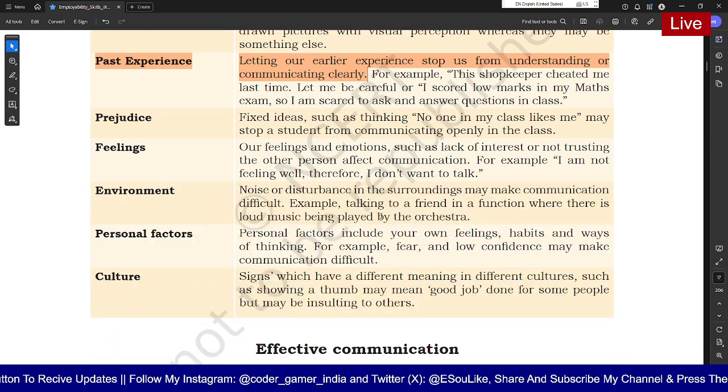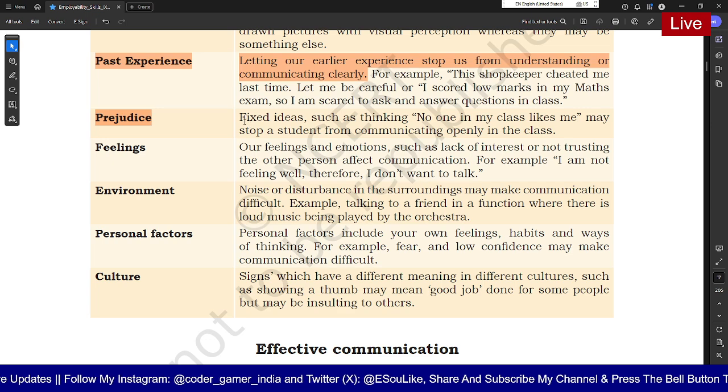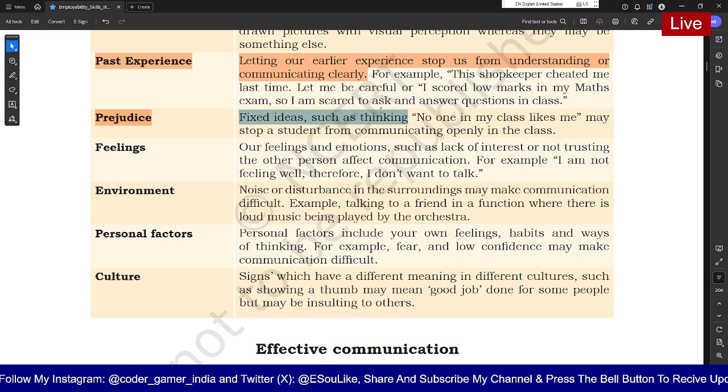One common thing is that, for example, you failed in some subject and you are afraid to ask questions because you think that the teacher is going to scold you for asking, but it is not so.